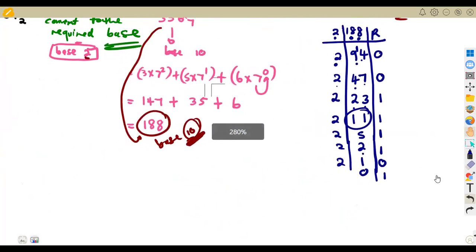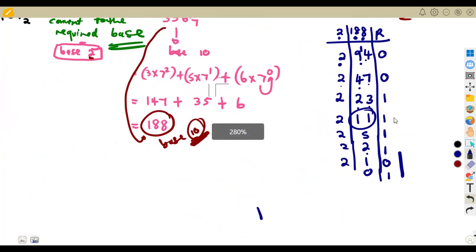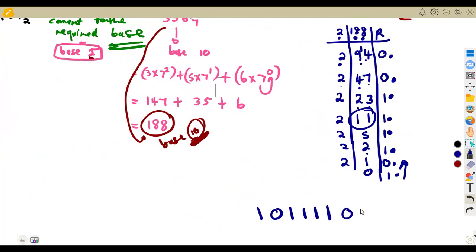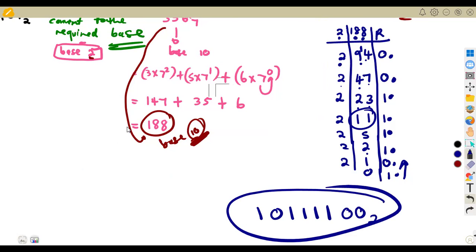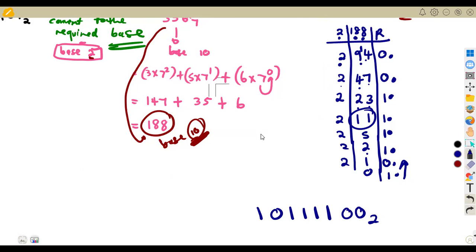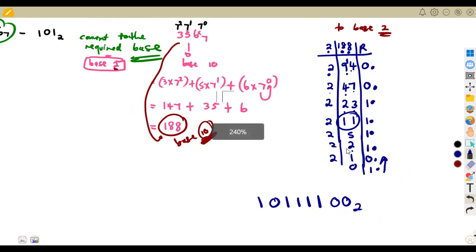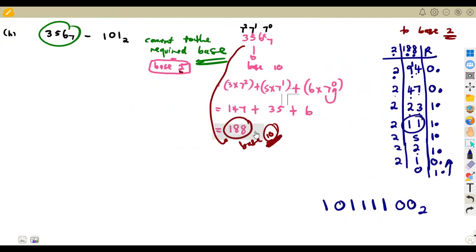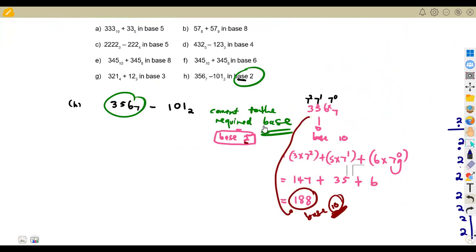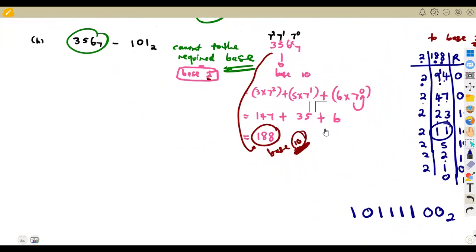All right, let's just write our answer here. So we take this from the bottom going up: 1, 0, 1, 1, 1, 1, four of them, then 0, 0. That's in base 2. The required base is base 2. So we have our answer now.